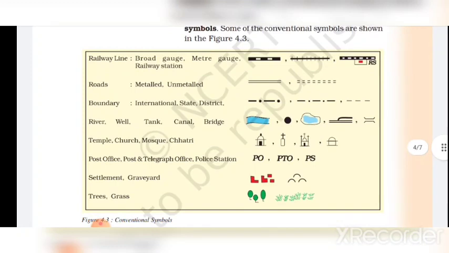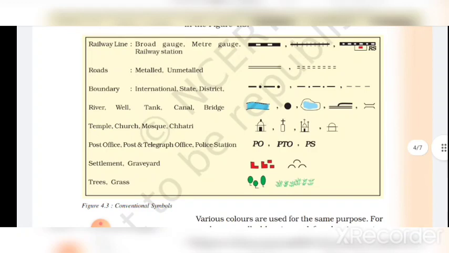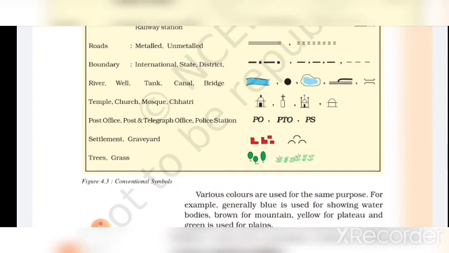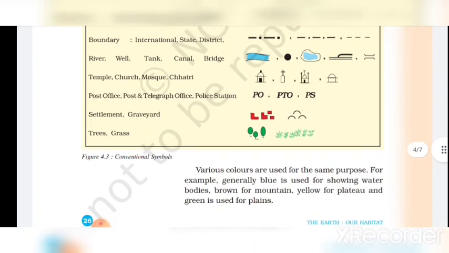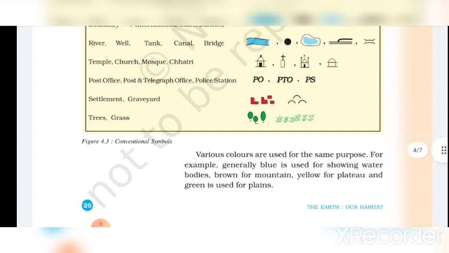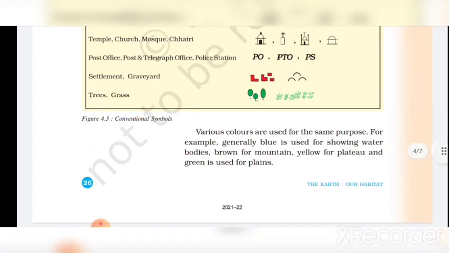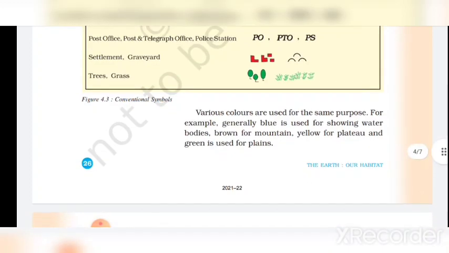Some of the conventional symbols are shown in figure 4.3. Railway line: broad gauge, meter gauge, railway station. Roads: metalled, unmetalled. Boundary: international, state, district. River, well, tank, canal, bridge. Temple, church, mosque, chatri. Post office, post and telegraph office, police station. Settlement, graveyard. Trees, grass. Conventional symbols.